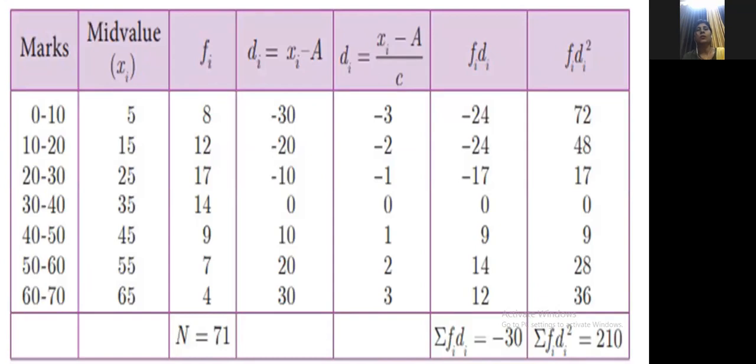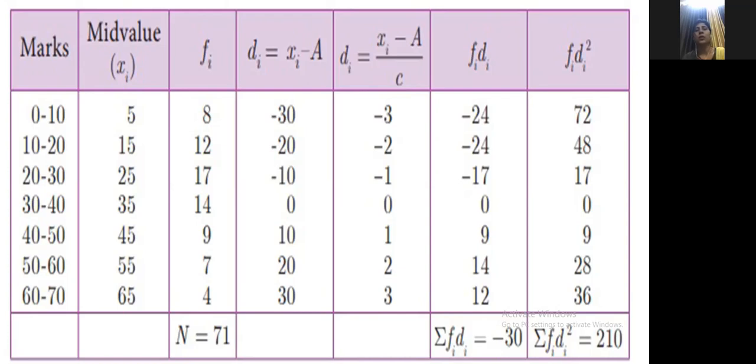The first part is the mid value. We start finding the mid values of the class intervals. For example, the first class interval is 0 to 10, so that is 0 plus 10 divided by 2, that is 5. In the same manner, the next class intervals are calculated. That is 10 plus 20 divided by 2, so the next mid value is 15, and so on.